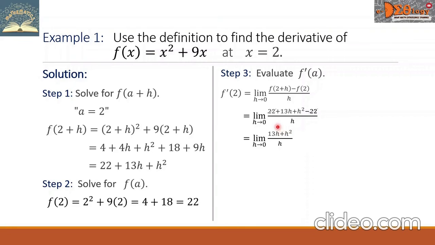Then notice that h is common to the two terms of the numerator. We can factor it out. The numerator becomes h times the quantity 13 plus h. Now the h in the numerator can be cancelled with the h in the denominator. So we simplify further this expression as the limit of 13 plus h as h approaches 0. Let us now evaluate the limit, meaning we change this h by 0. So we have 13 plus 0, and the answer is 13. This is the final answer.